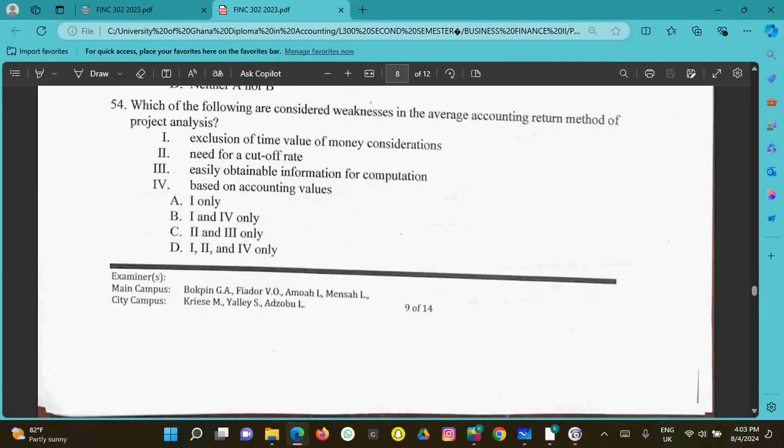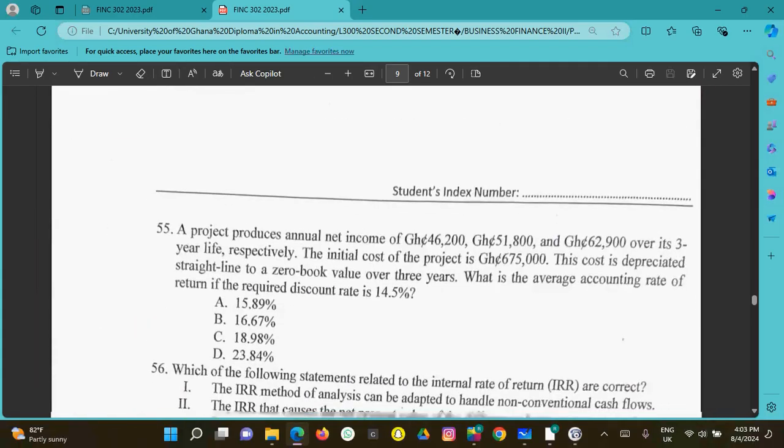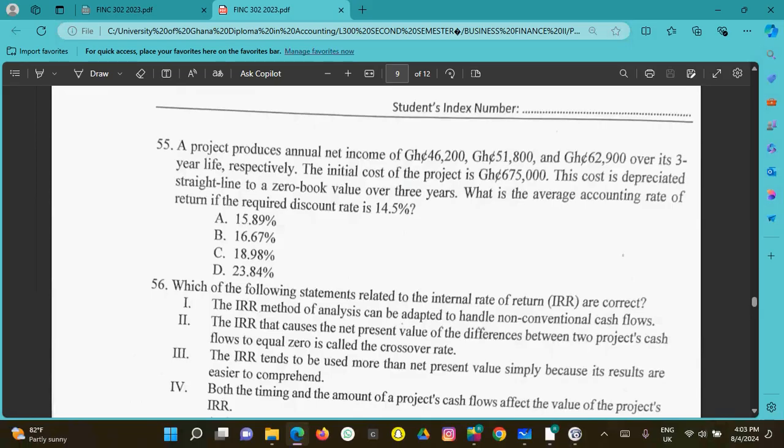Number 55. A project produces annual net income of 46,200, 51,800, and 62,900 over 3 years, respectively. The initial cost of the project is 675,000. This cost is depreciated straight line to a zero book value over 3 years. What is the average accounting rate of return if the required discount rate is 14.5%?